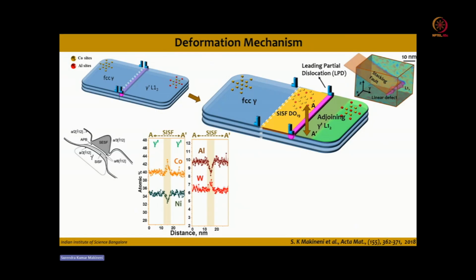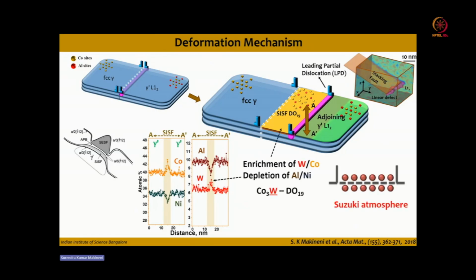Now, if you take a composition profile across this particular SISF structure, you can see there is a depletion of aluminum and enrichment of cobalt and tungsten, while the nickel content decreases. So here the tungsten enrichment shows that it usually tries to transform to Co3W, which has a DO19 structure. Okay, so the bright contrast in a HAADF image corresponds to the tungsten segregation, which is a heavy, high-Z element compared to the other elements present in the alloy.